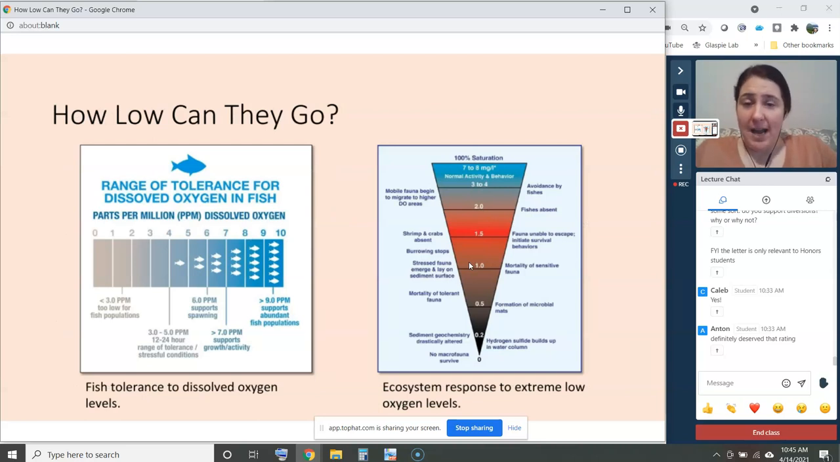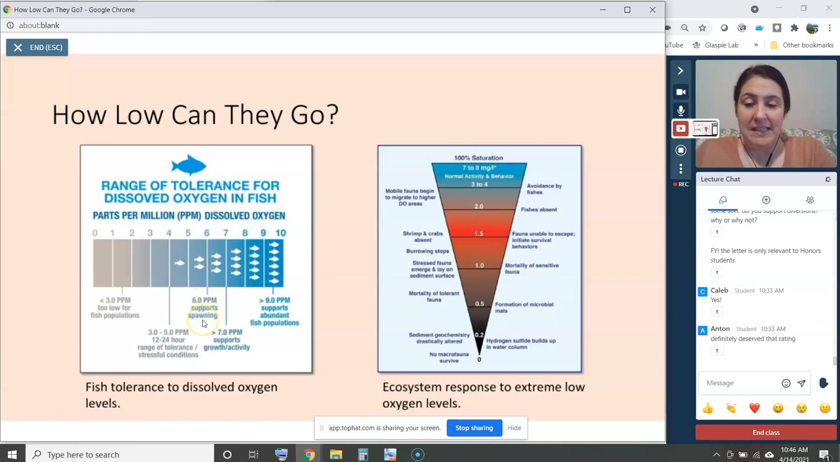Okay, so we talked about why hypoxia happens. Let's talk about why it's a problem. So fish can tolerate a certain amount of low dissolved oxygen. As the dissolved oxygen decreases from somewhere around 7 to 10 parts per million, once it decreases below that, fish start to have some issues. The first thing that happens is activity might fall off a little bit, or growth rates might fall off a little bit, and that happens for some fish at levels below about 7.